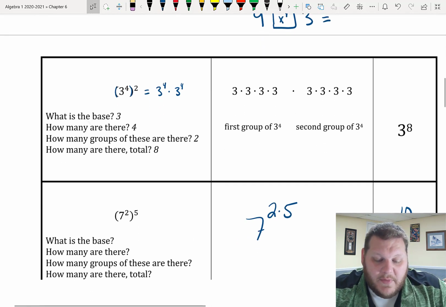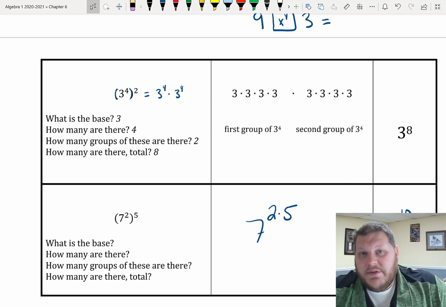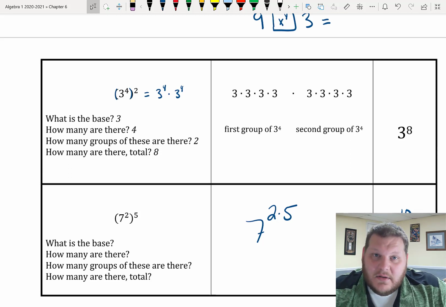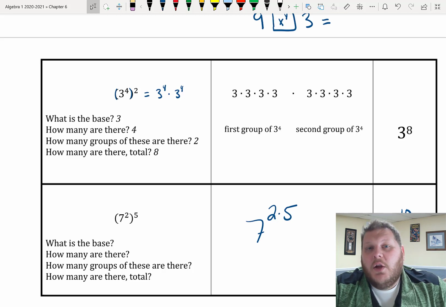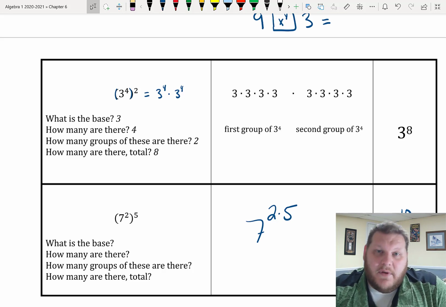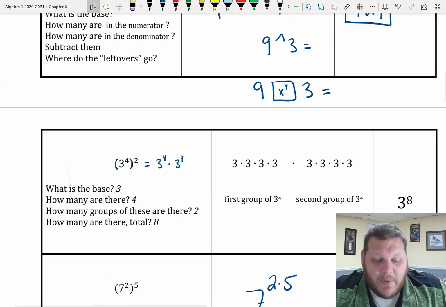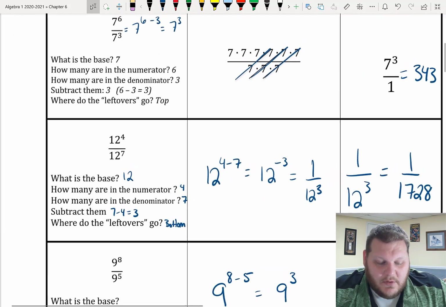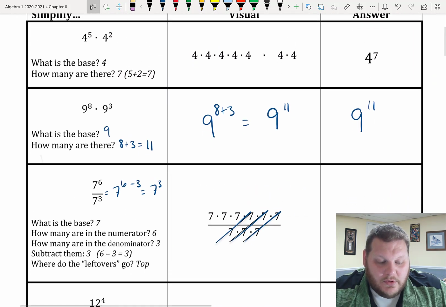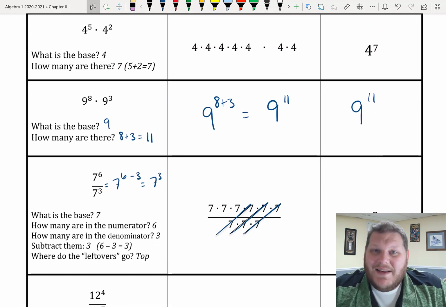Those that we've been dealing with here are just numbers. What we're going to get into next is how we deal with them when we have both numbers and variables. Now again, the important thing to remember is that for all of these problems, my bases were the same. Anytime I can use these rules, it's only when my base is the same.